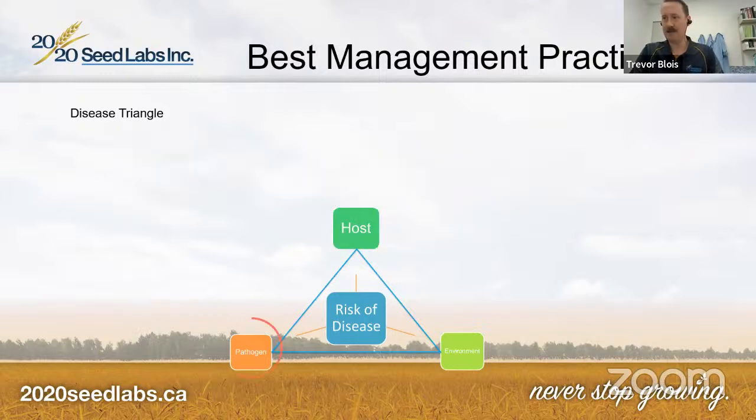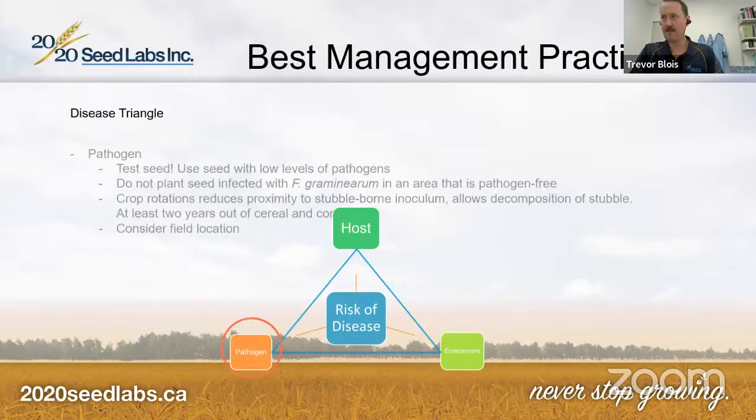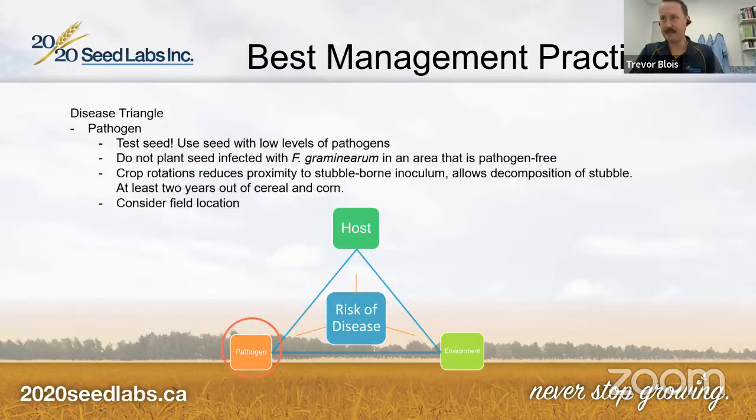The next corner that we'll look at is the pathogen of the disease triangle. Important to test seed, of course. Look at multiple options. Use seed with the lowest levels of pathogens present. Don't plant seed infected with Fusarium graminearum in an area that is pathogen free. You don't want to introduce it. Following crop rotations reduces the proximity to stubble-borne inoculum, allows that decomposition of the stubble, and that disease will die out over time. Allowing 2 years out of cereal and corn is really important, specifically for Fusarium graminearum.